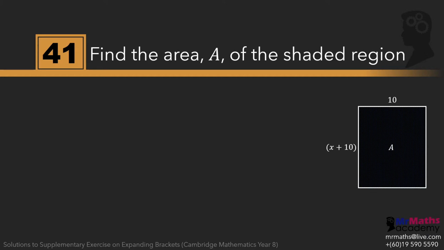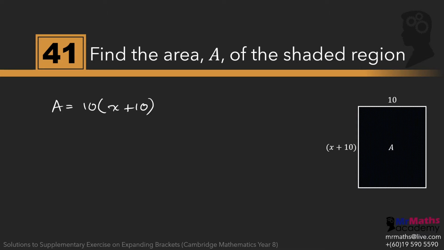Okay, we are switching to the final gear. This is finding the area of a shaded region. Do not be afraid about this. When you want to find the area of a rectangle, we need to multiply the width and the length. In this case, the length could be x plus 10 and the width is 10. So the area is 10 times x plus 10. 10 is the width and x plus 10 is the length, or it could be the other way around.